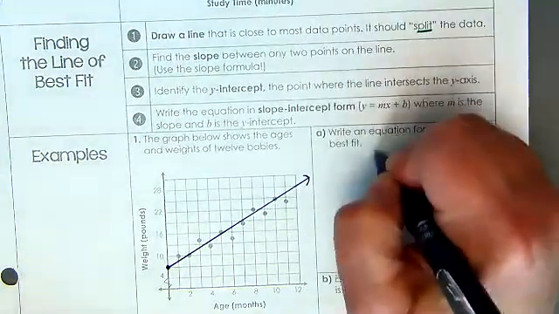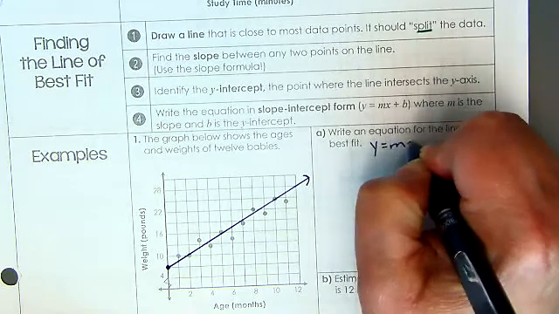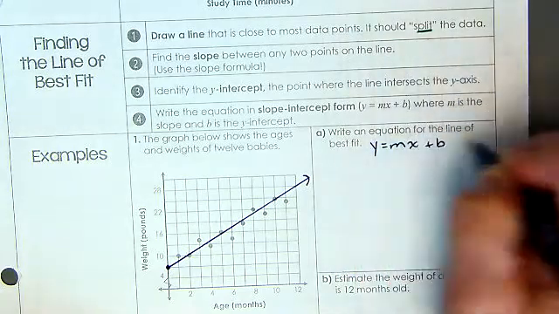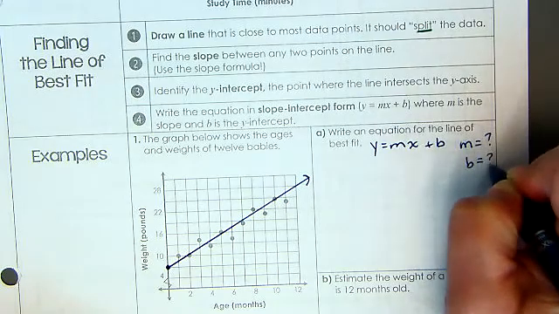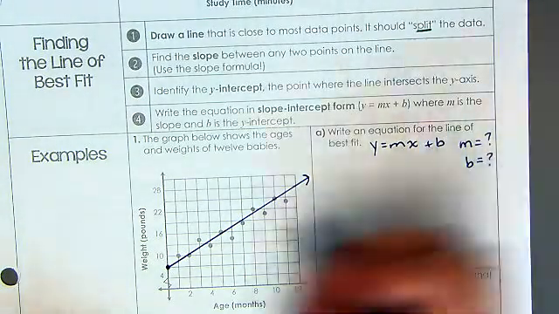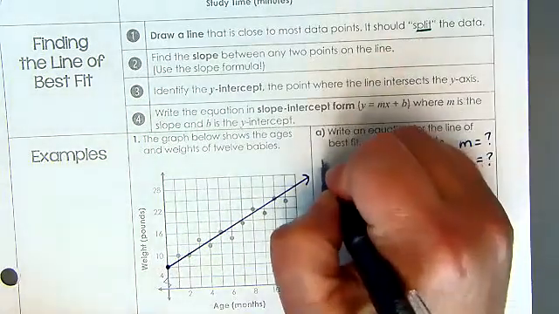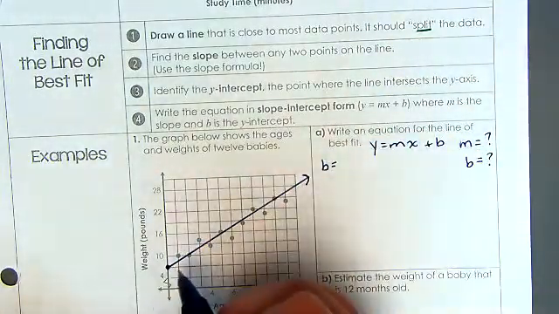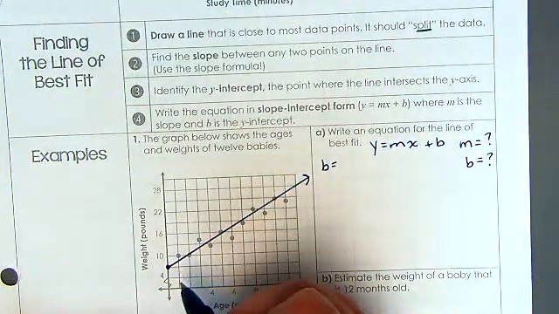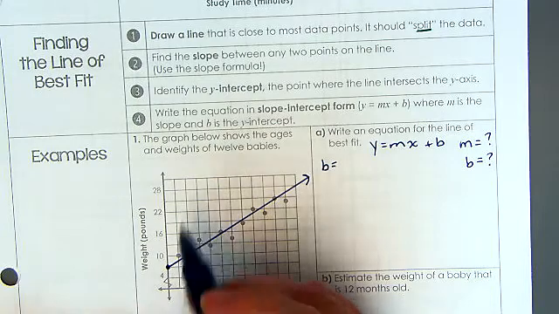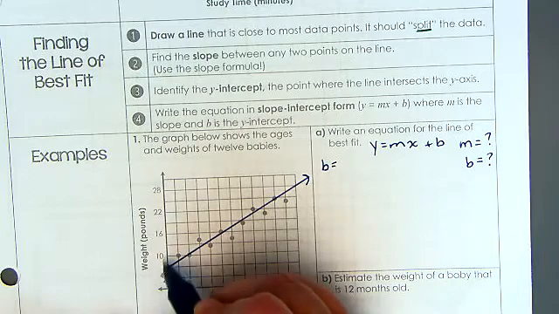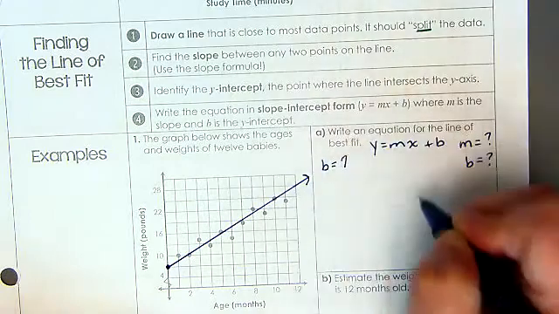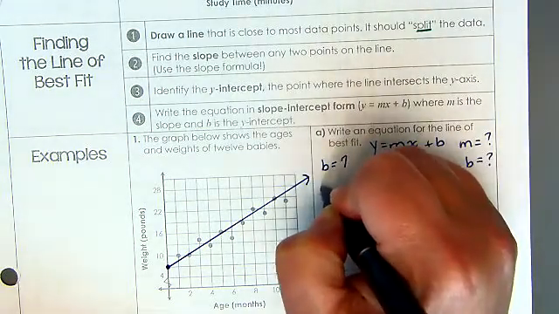So remember to write an equation it's got to be in y equals mx plus b form. I need to find out what my m is, and I need to find out what my b is. Well, right off, I know my b is going to be at, looking at this, 4, 6 in between each one. So therefore this add 3. So that's going to be at 7. So b is 7.